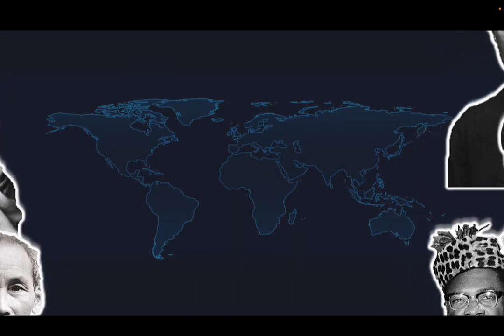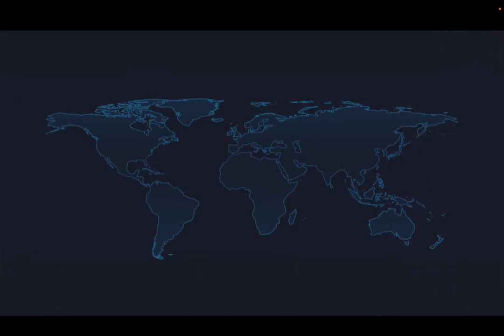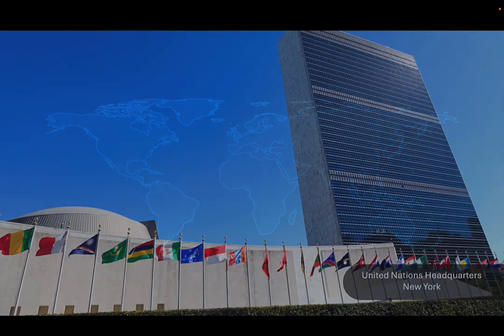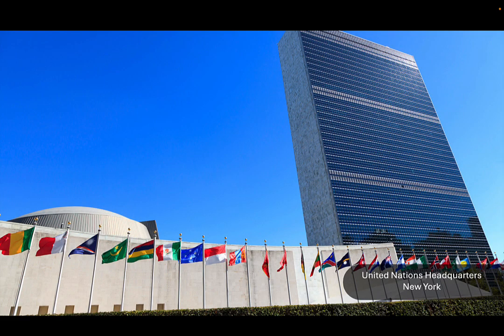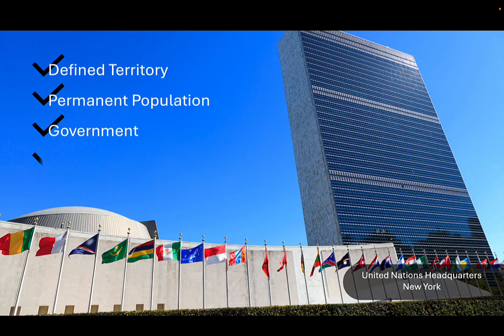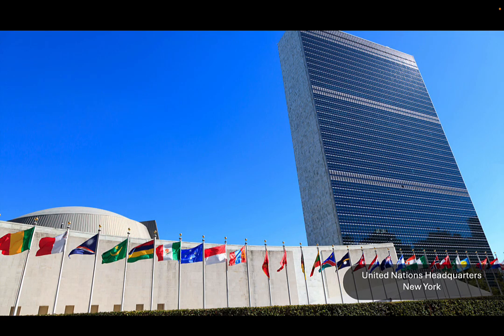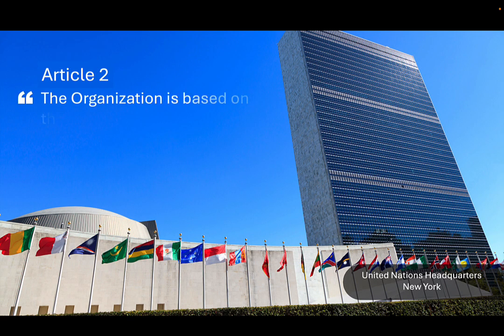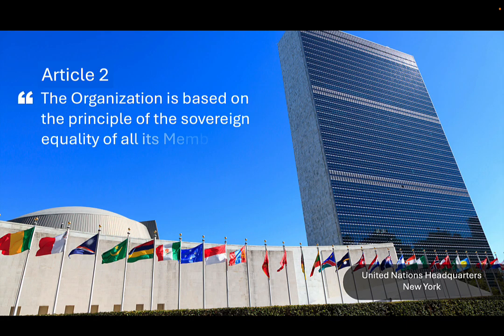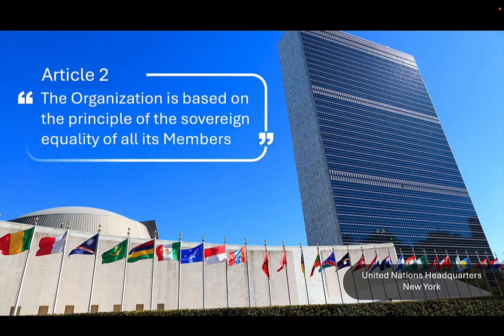By the mid-20th century, the modern state system wasn't just a fact on the ground, it was becoming a formalized global norm. The founding of the United Nations in 1945 helped codify what it meant to be a state: a defined territory, a permanent population, a government, and the capacity to enter into relations with other states. Article 2 of the UN Charter enshrined the principle of sovereign equality of states, regardless of their size, power, or history. Every state was entitled to non-interference in its internal affairs and equal standing in the General Assembly.